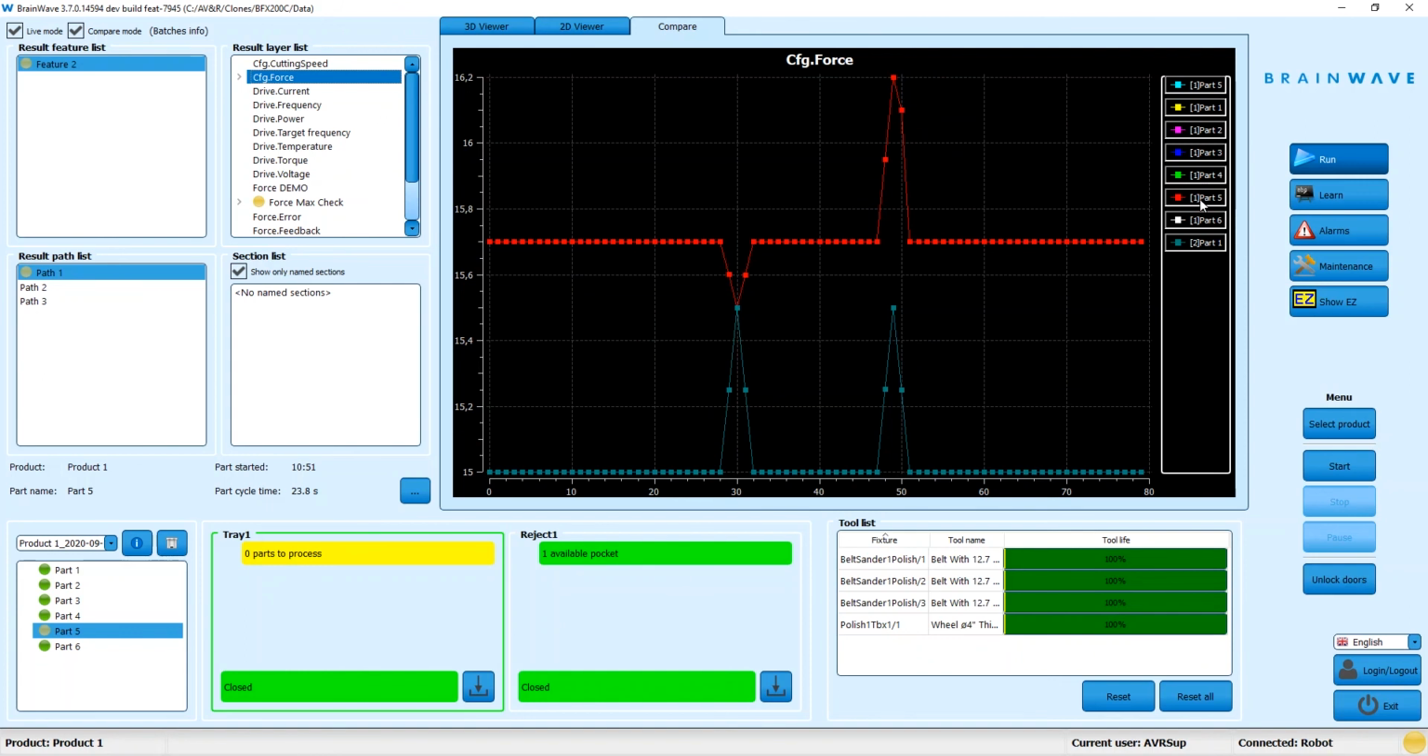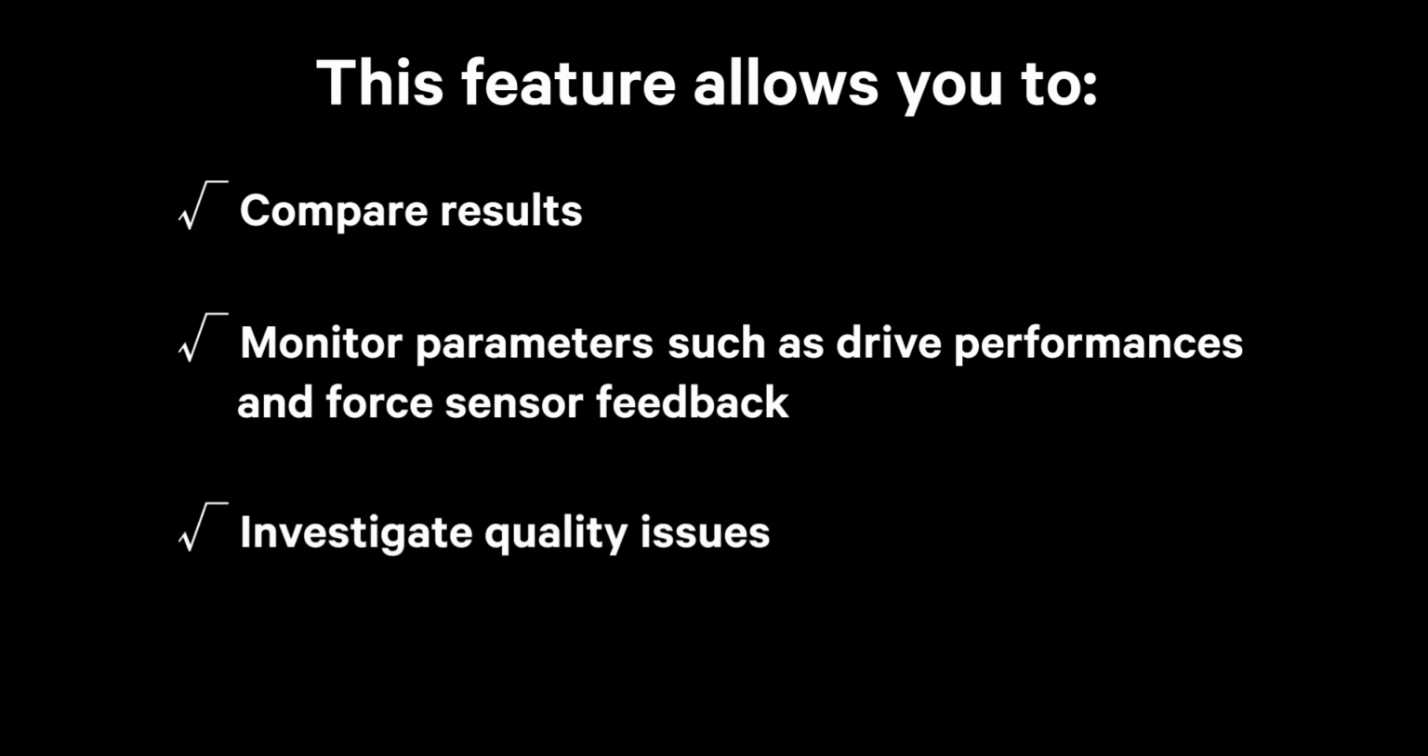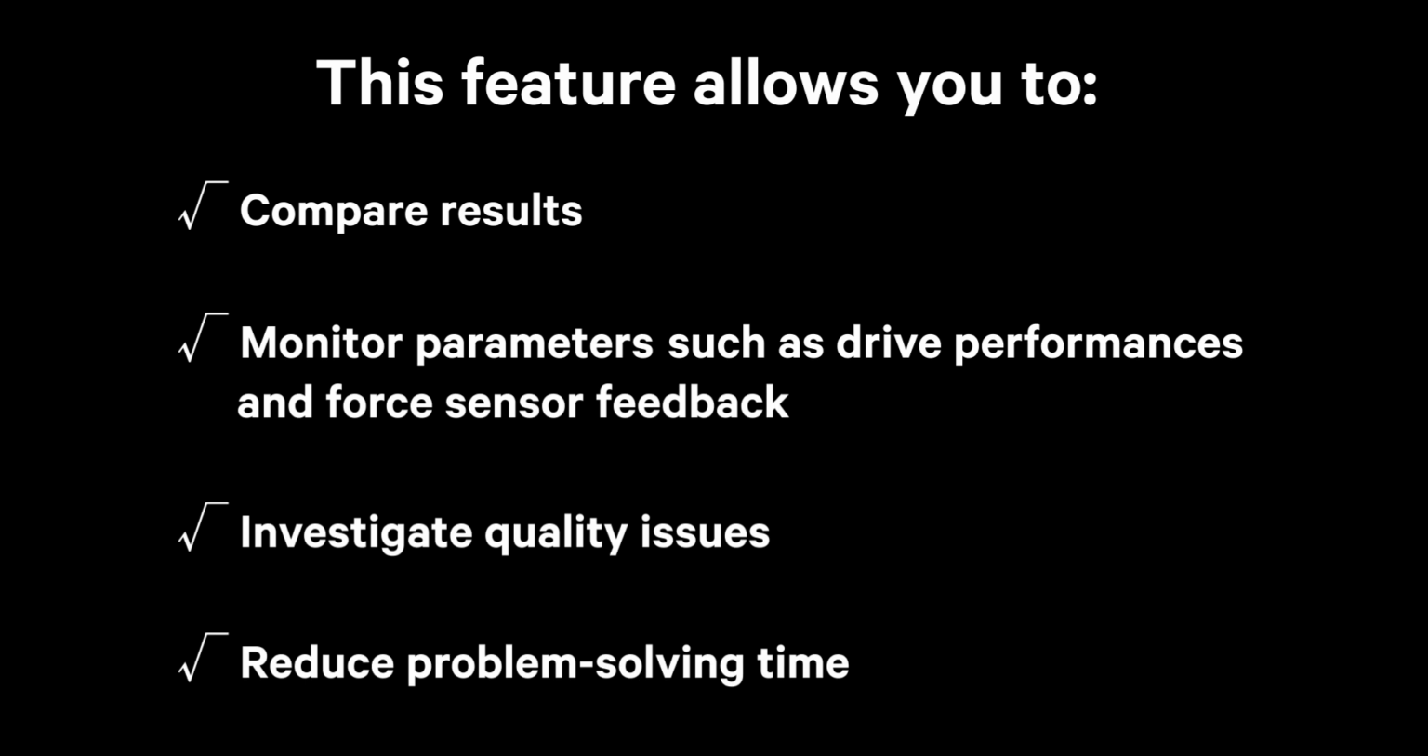In short, with BrainWave 3.7, the compare feature can be used to monitor any parameter in the sequence, such as drive performances, force sensor feedback, and more. It is an essential tool for investigating quality issues and reducing the time it takes to solve them.